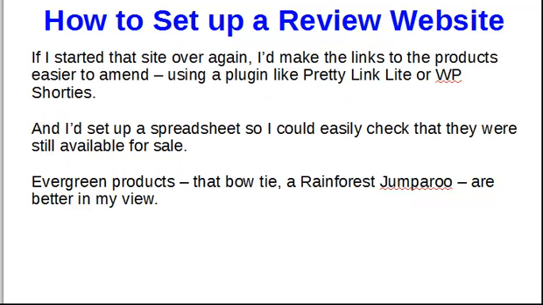If I started that site over again, I'd make the links to the products easier to amend using a plugin like Pretty Link Lite or WP Shorties, the one I do use, and I'd set up a spreadsheet so I could easily check they were still available for sale. Evergreen products, that bow tie, a rainforest jumperoo, are much better in my view, although some people have the patience to do a top toys for Christmas whichever year it is, so again, your choice.